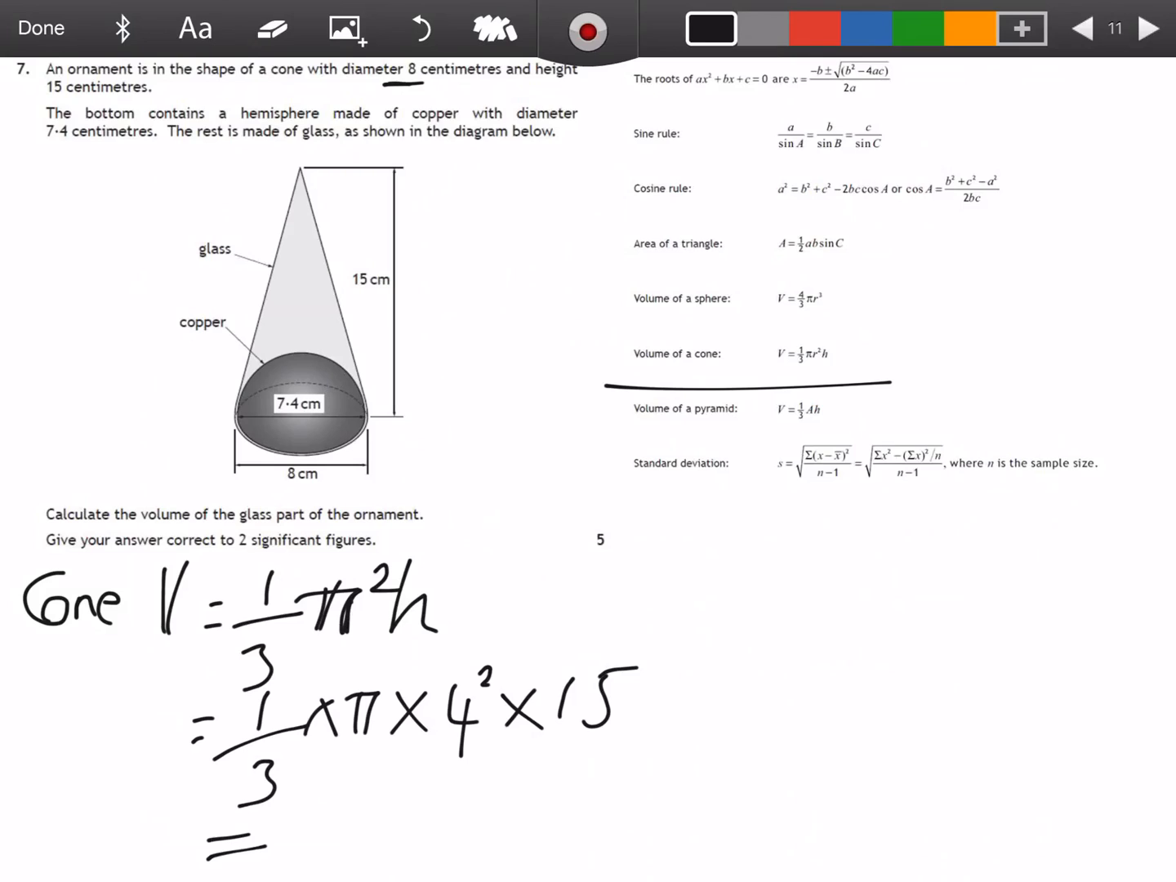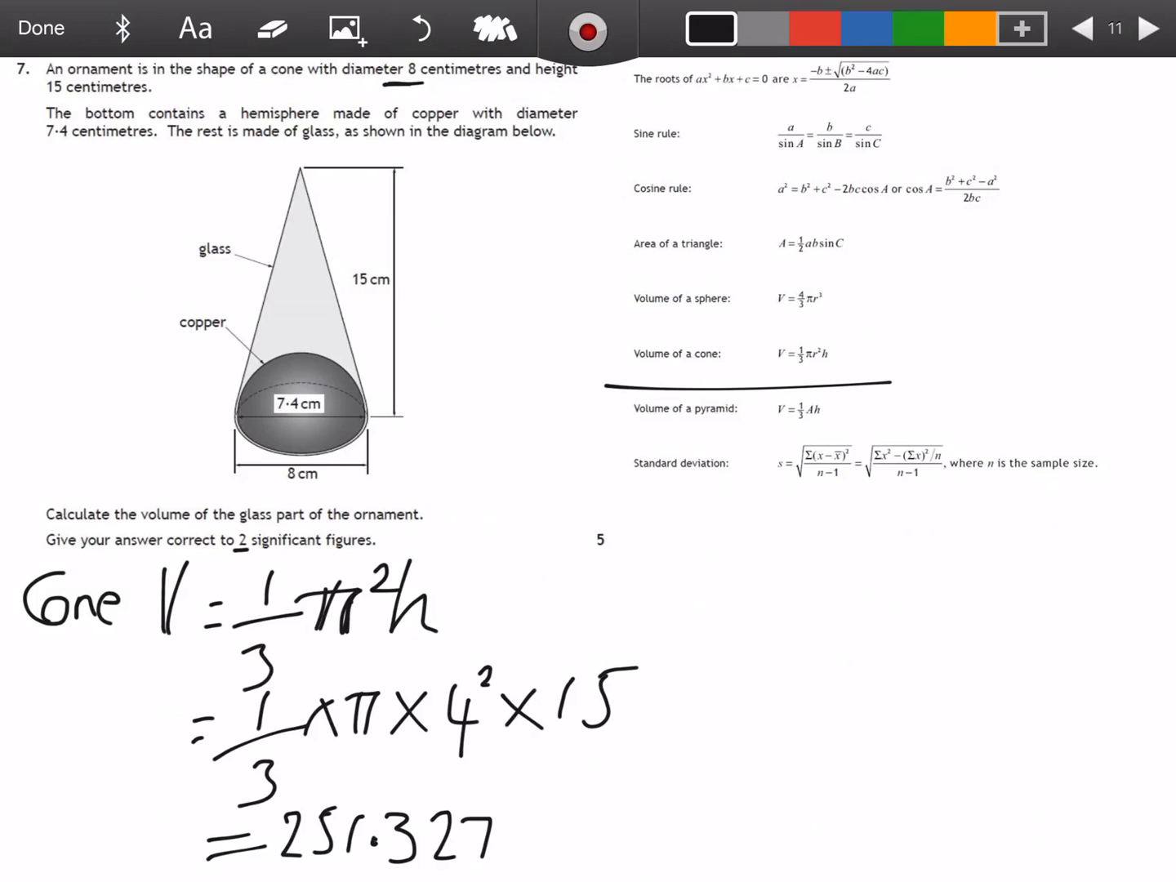Okay, we're not worrying about rounding right now. At the end, we need to round to 2 significant figures. But that's at the end, not just now. Please don't round off answers in the middle of the question. Let's see, a third, 1 divided by 3 on your calculator, times by pi, times by 4 squared, that's the radius, and times by 15, the height of the cone, 251.3. I would tend to leave as many numbers after the point as I can. I'll leave it as 327.